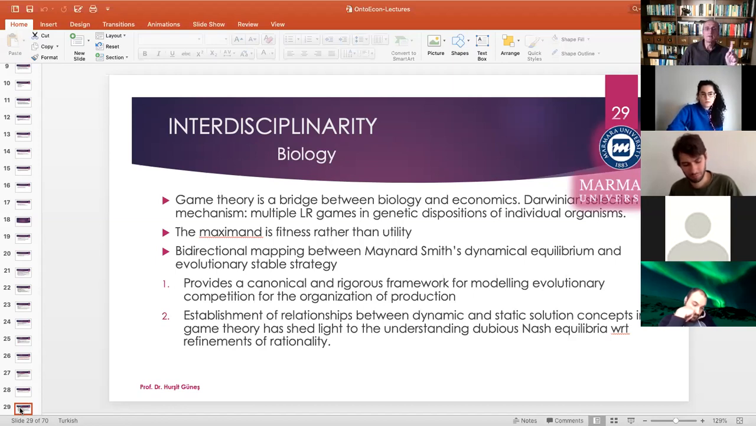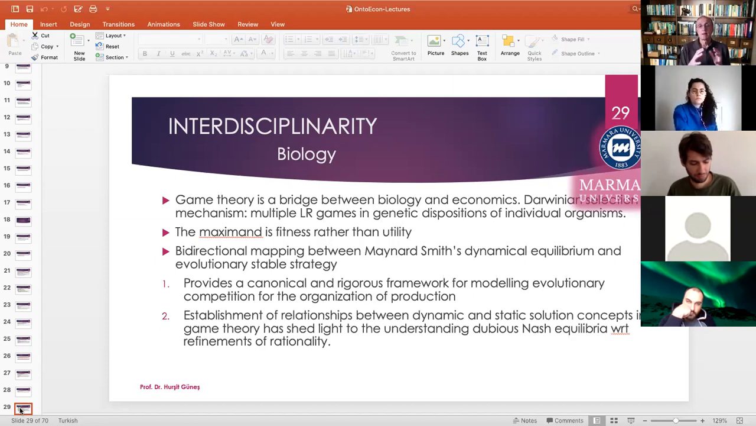Now, there is a bidirectional mapping between Maynard Smith's dynamic equilibrium and evolutionary stable strategy. What does it mean? Two things. One, it provides a canonical and rigorous framework for modeling evolutionary competition for the organization of production. I shall explain both. Two, establishment of relationships between dynamic and static solution concepts in game theory has shed light on the understanding of dubious Nash equilibria with respect to refinements of rationality.